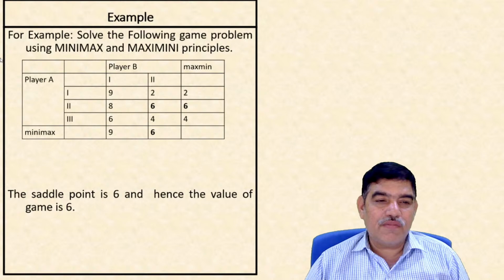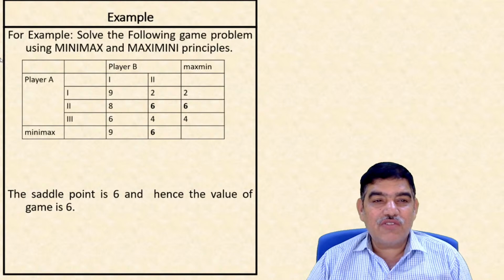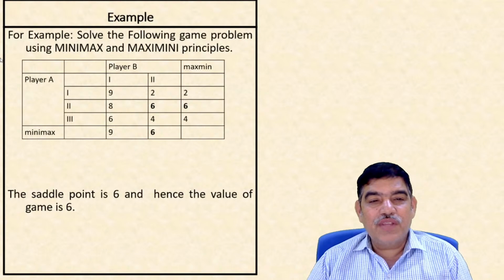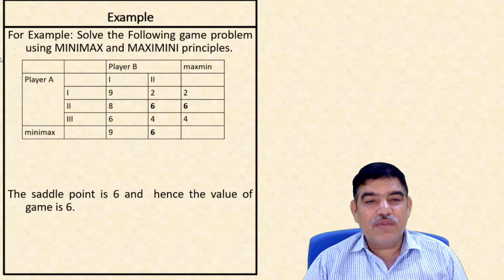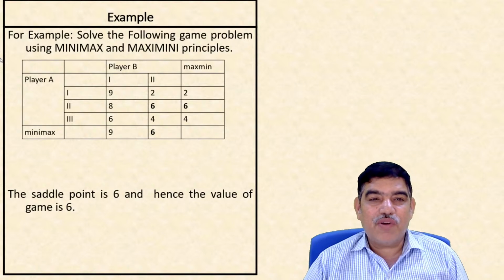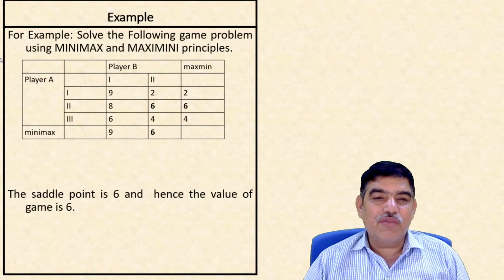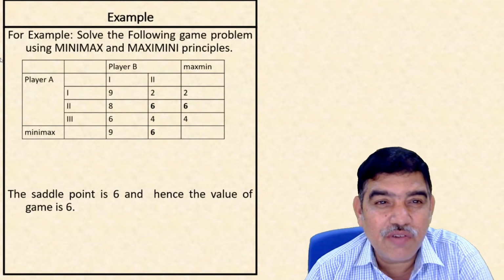Then out of the 2 maximum values, we try to minimize the loss. So we have to calculate the minimax. So 6 is the minimum value, and for player A, 6 is the maximum value. It means the saddle point exists. There is an intersection point: strategy 2 for player A and strategy 2 for player B, that is known as the saddle point. I mentioned it in bold letters, that is 6. The saddle point is 6, hence the value of game is 6. If it does not satisfy, then we go for the odds method.